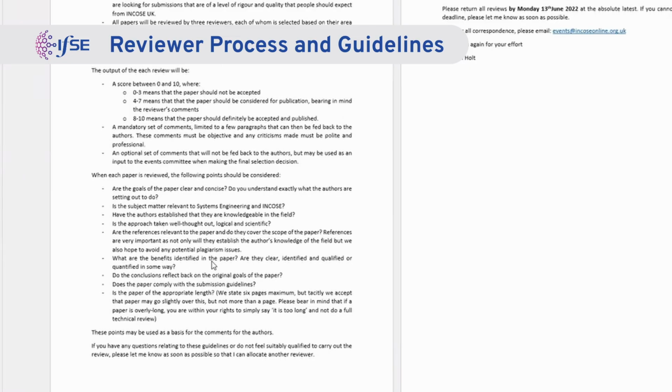Even if the project's failed, that's still valid. We can learn lessons from it. And also, very importantly, when we have these benefits, can we qualify them in some way? Can we quantify them in some way? So can we measure them in some way?